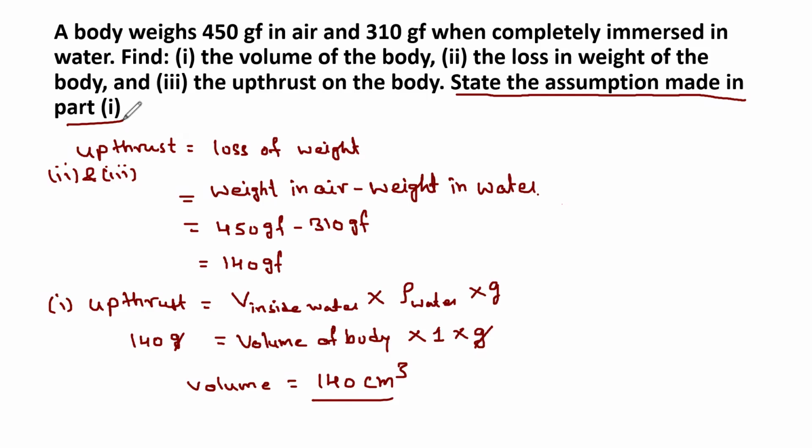This is a bit tricky question. They had changed the sequence, so we need to solve for the upthrust first. This upthrust will be equal to loss in weight of the body, that is the difference of actual weight and apparent weight. After getting these two answers, the volume of the body we can find out with the help of the upthrust formula: upthrust is equal to volume of the body inside water multiplied with density of water into g. Since the body is completely immersed, volume inside water is equal to volume of the body. Okay. So you need to practice this question 2-3 times. Okay, that's all.